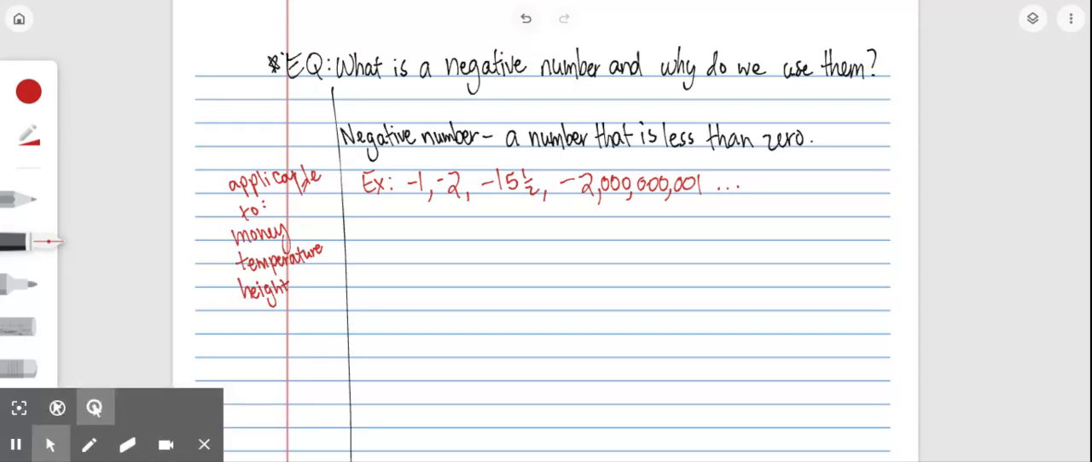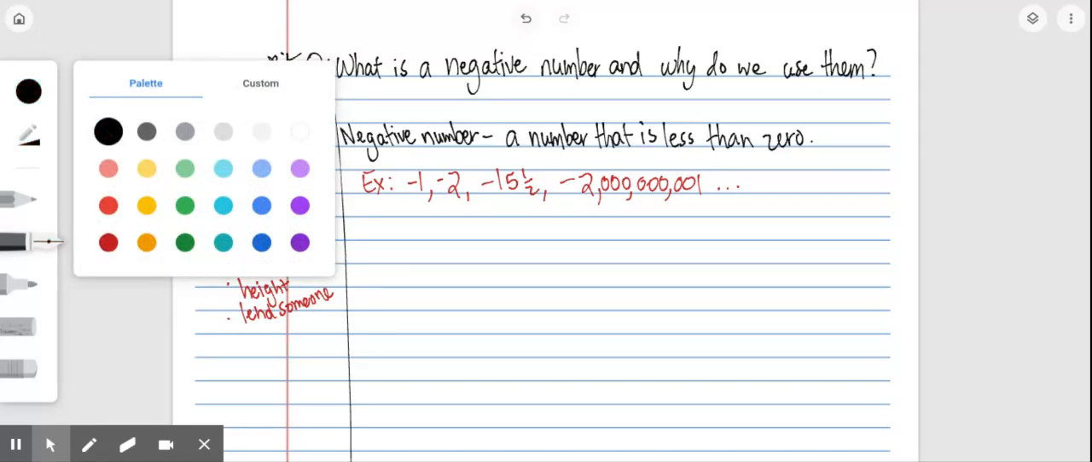Lending someone something. Because if I have 2 pianos and I lend you one, then that's 2 and then a -1 because I owe you one or I lent you one. There are a lot of other instances where you use negative numbers, but these are some examples, okay?